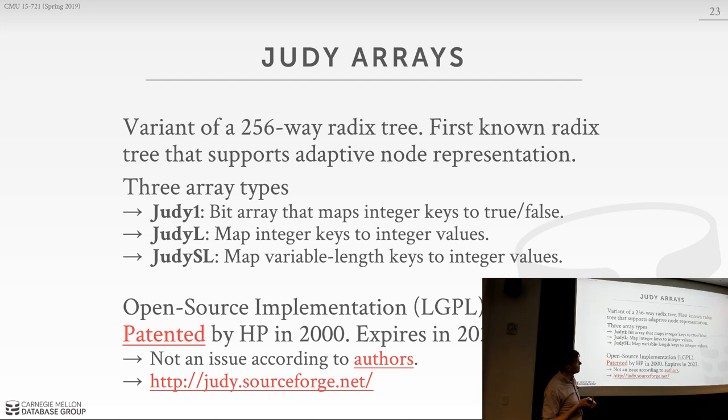the adaptive radix tree. So Judy arrays are going to have three different types. They're going to have a one-bit array, an integer map, and then a string map. We're going to focus on the Judy L, which is the integer map, because that'll map directly into what we're talking about with the ART index. But the basic idea is the same if you want to do a string array. So this was invented in the late 1990s, early 2000s at HP. HP filed a patent for this in 2000.